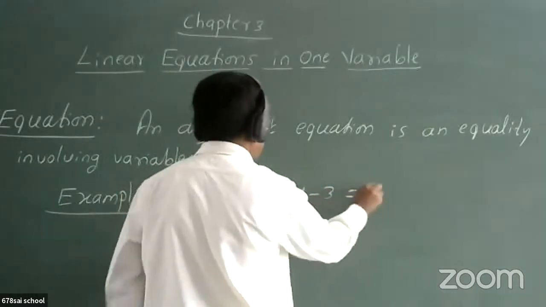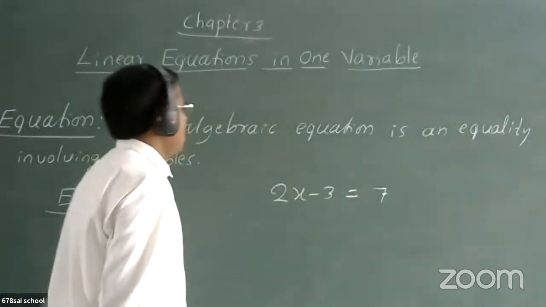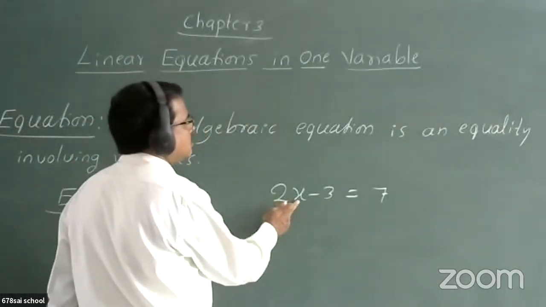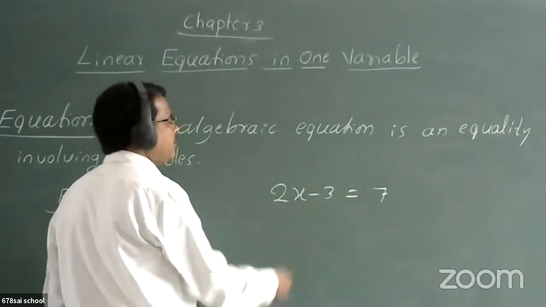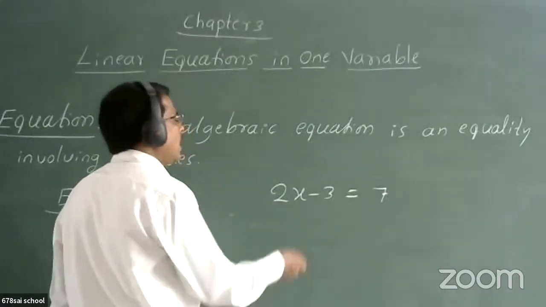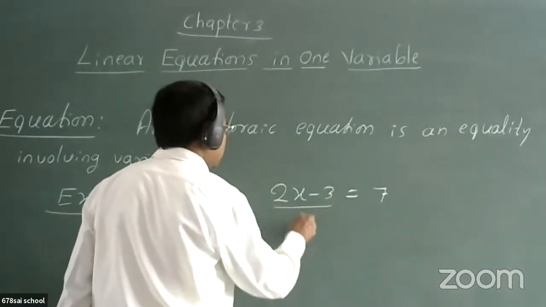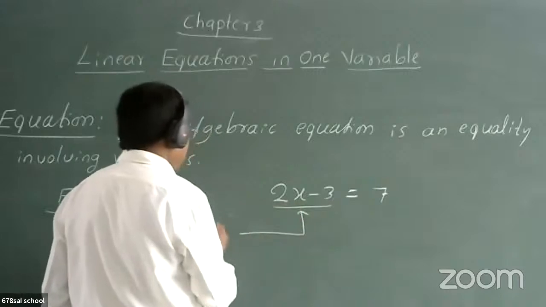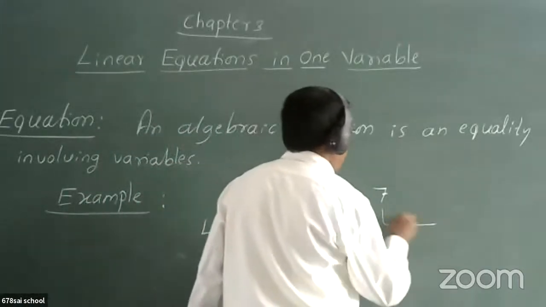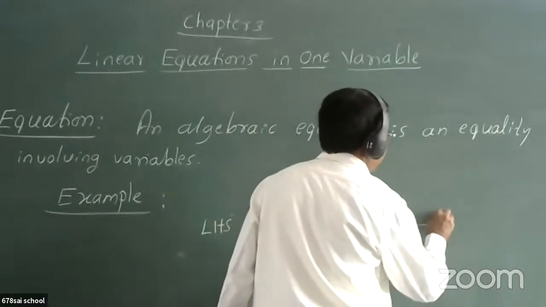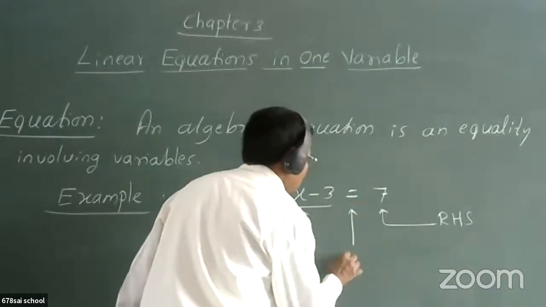Example: 2x minus 3 equal to 7. So here x is the variable. These are the constants. This is called the coefficient of the variable. Now this part is the LHS, left hand side. This one is the RHS, right hand side. This is the equal sign.